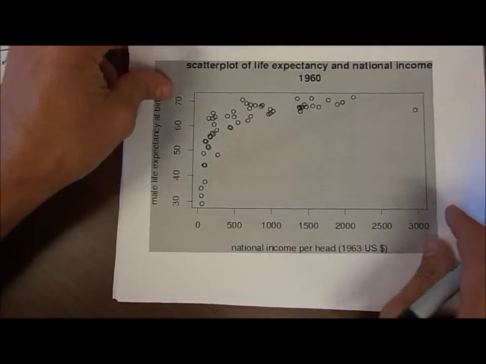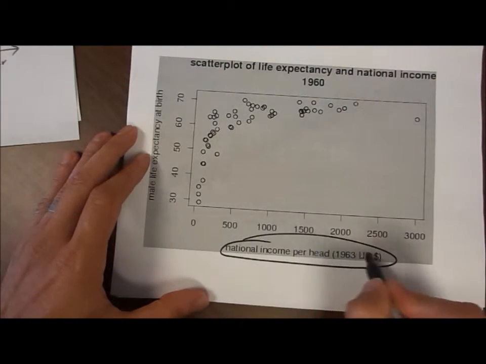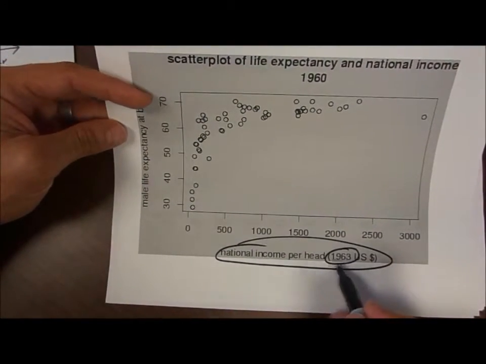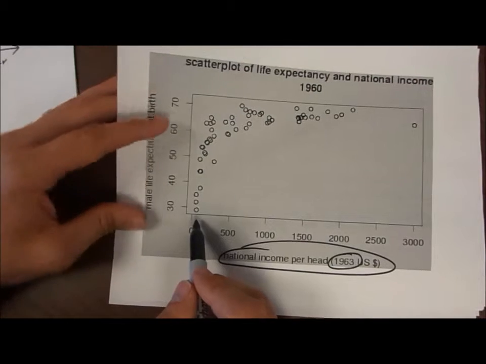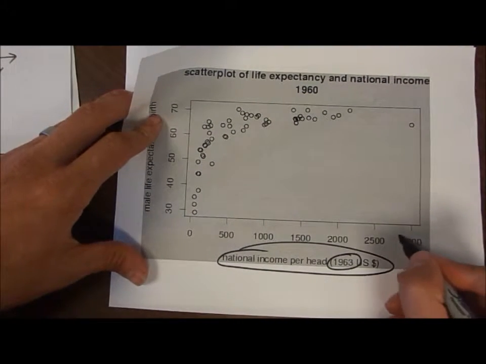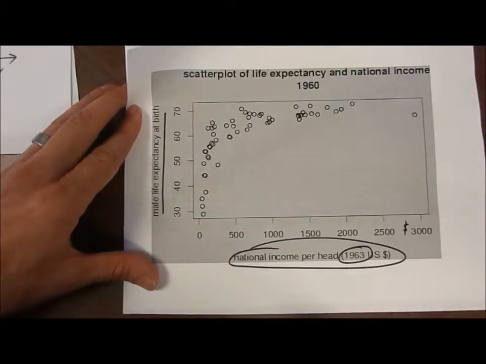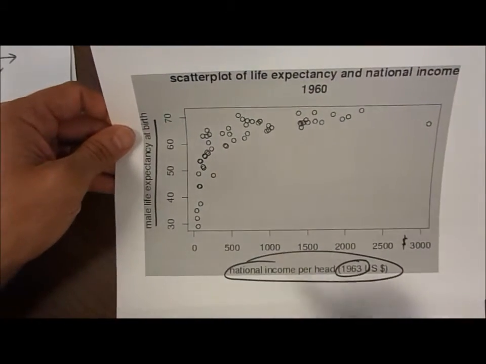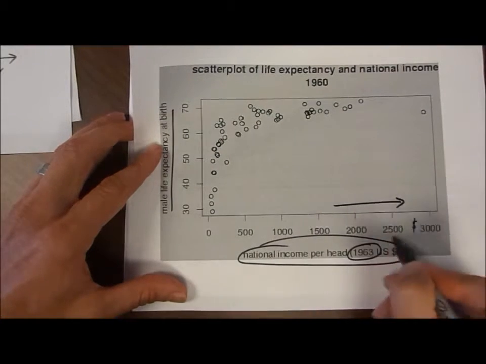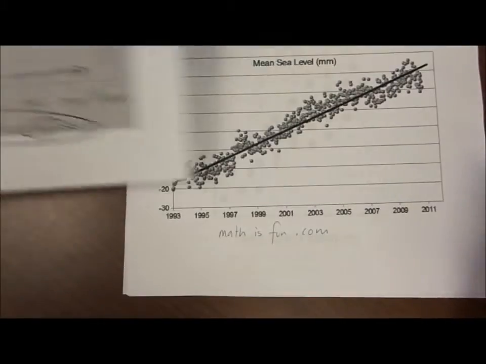All right, here's an illustration of national income. This was done in 1963, and it's all over the internet. But in 1963, they did a thing where they talked about national income per head, how much money per person they made, and then the life expectancy of males. And according to this, the higher your income, the higher your life expectancy. And I'll leave you to think about why that might be.